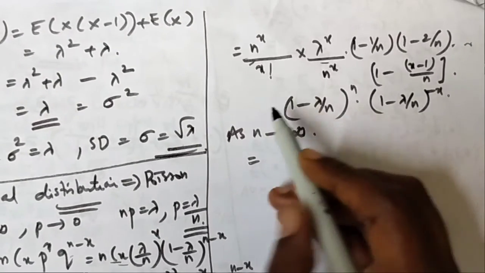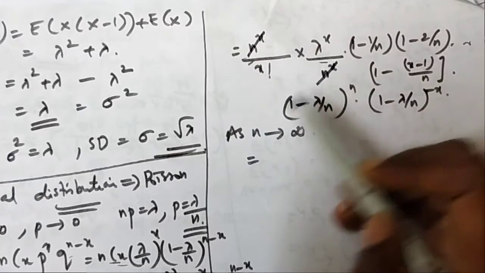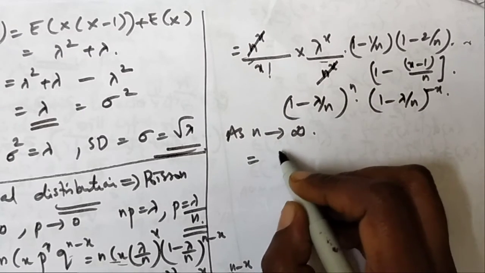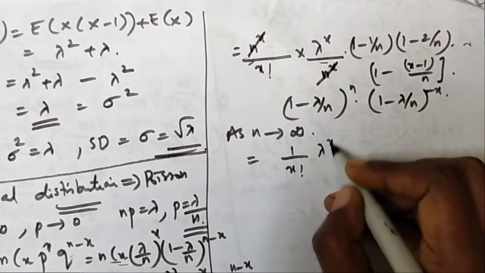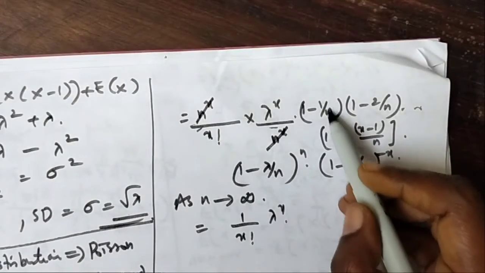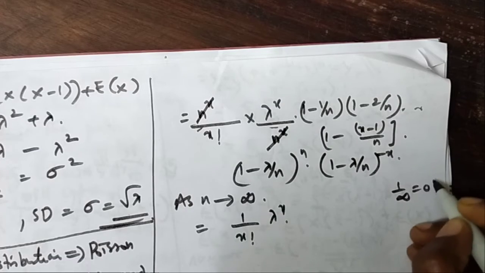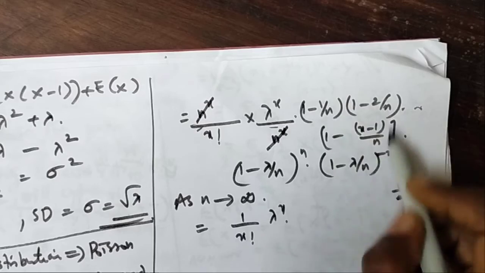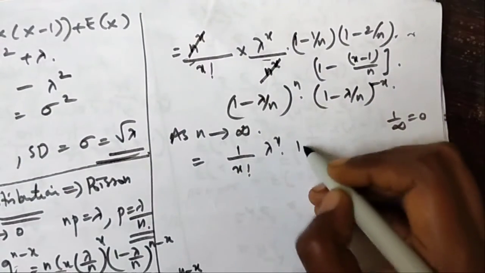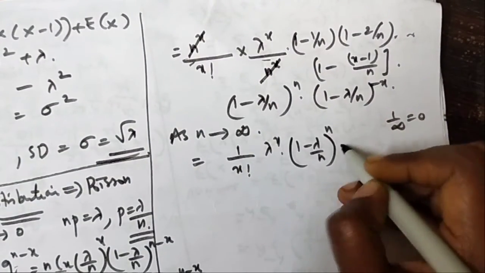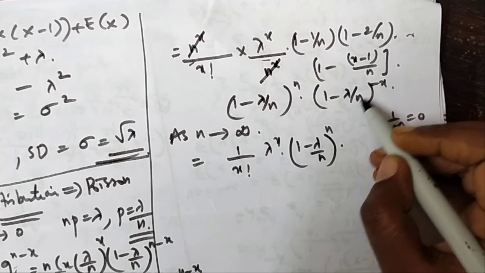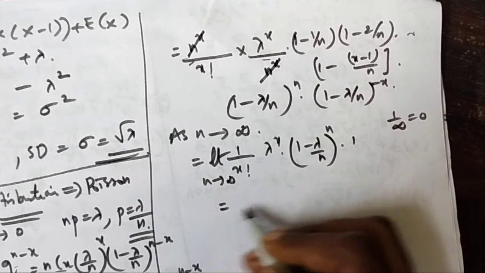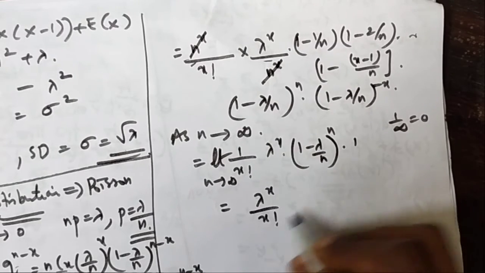Approximate n to infinity. Here n raised to x can be cancelled. So now if we give n as infinity, what will come? It is 1 by x factorial lambda raised to x. As n tends to infinity, 1 by infinity is 0. So 1 minus 0 is 1, again 1 minus 0 is 1, so this whole term becomes 1. Then (1 minus lambda by n) the whole raised to n, as n tends to infinity, so the limit is lambda raised to x by x factorial.